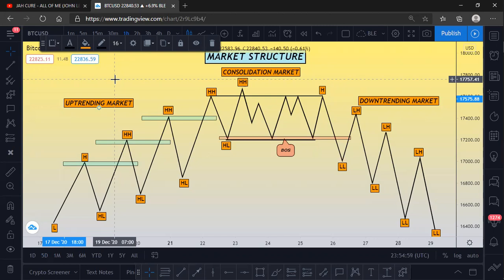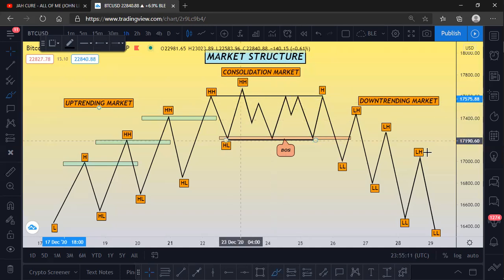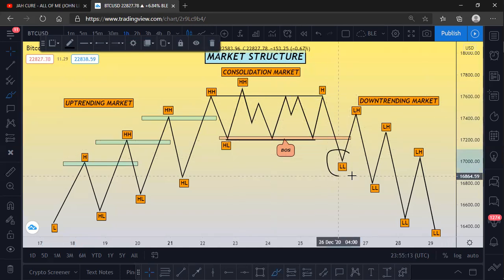So basically, don't trade a consolidation market. Let the market decide where it wants to go. Understand? Because then after a while the market breaks out to the downside, breaks through structure, and now you know that it's in a downtrend. So now the market has given you an idea of where it's going.